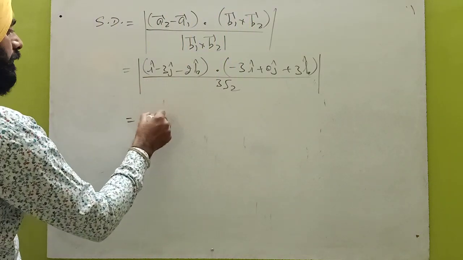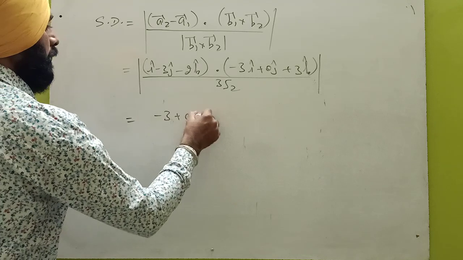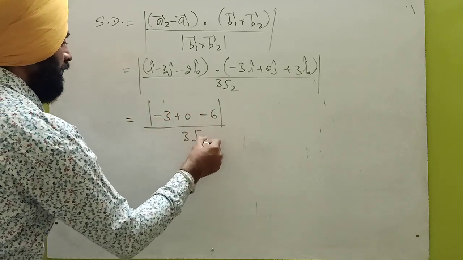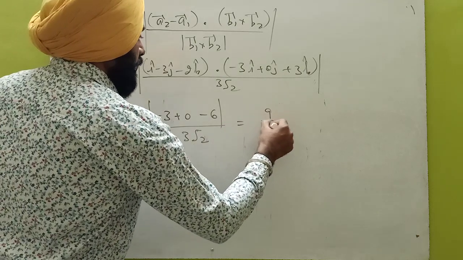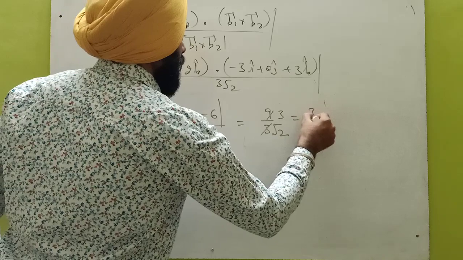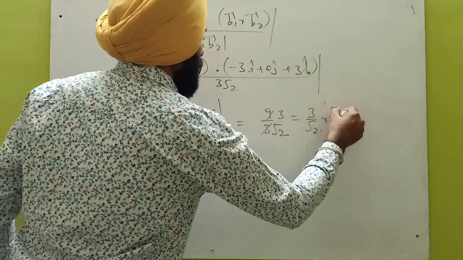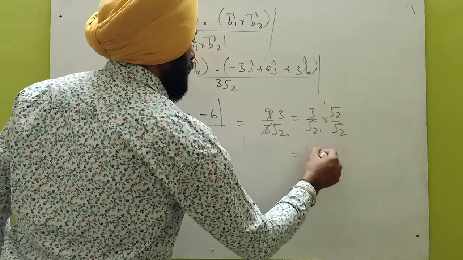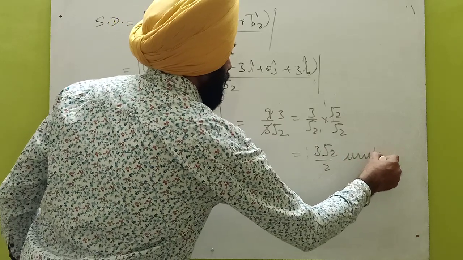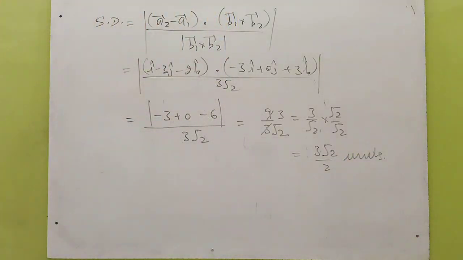And this is equal to |-3 + 0 - 6| divided by 3 root 2, and it is 9 by 3 under root 2. And we can rationalize also. So its answer is 3 under root 2 by 2 units, which is the shortest distance between these two lines.